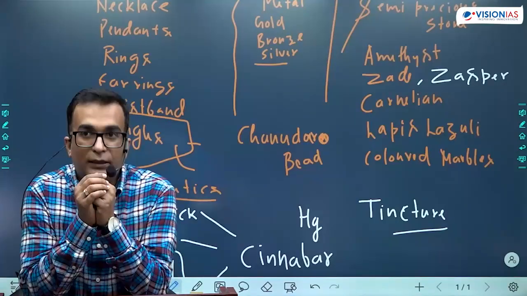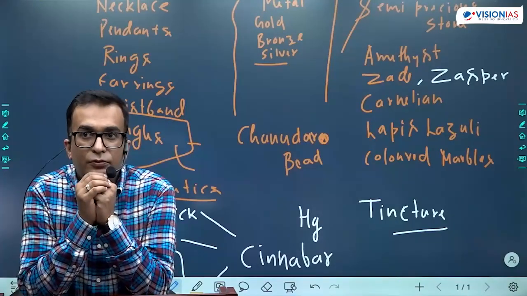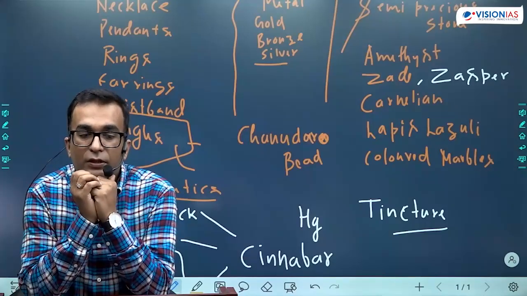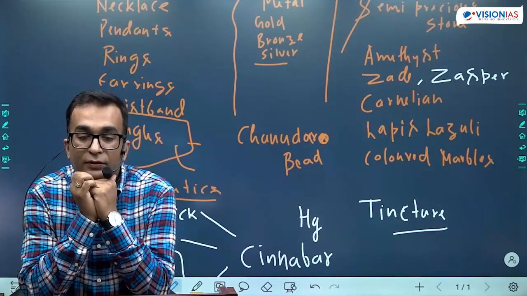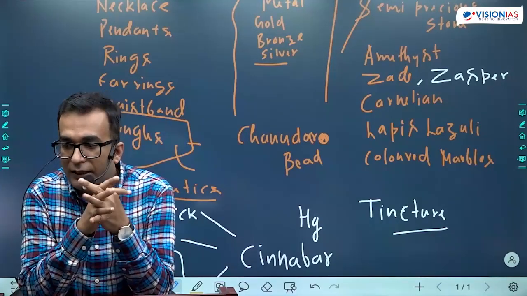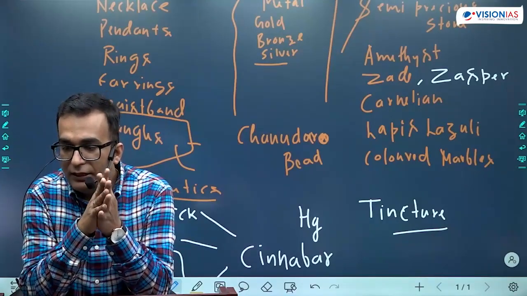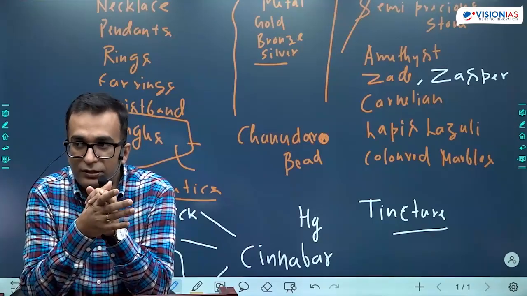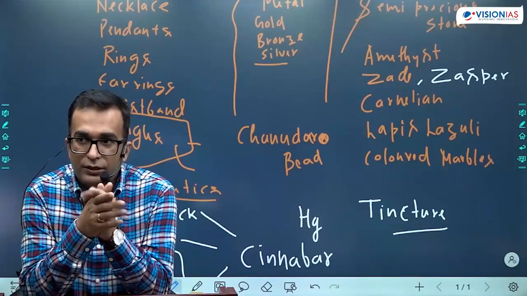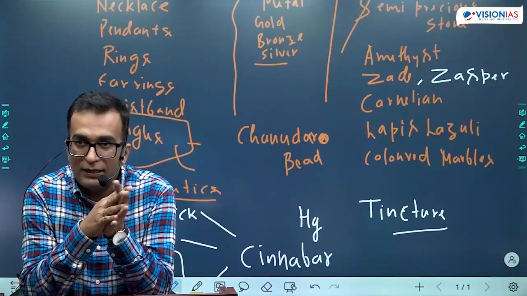Then after that, write, mention: they also used tincture for cleaning and healing the wounds. So this is what is about the jewelry, cosmetics and all these parts.